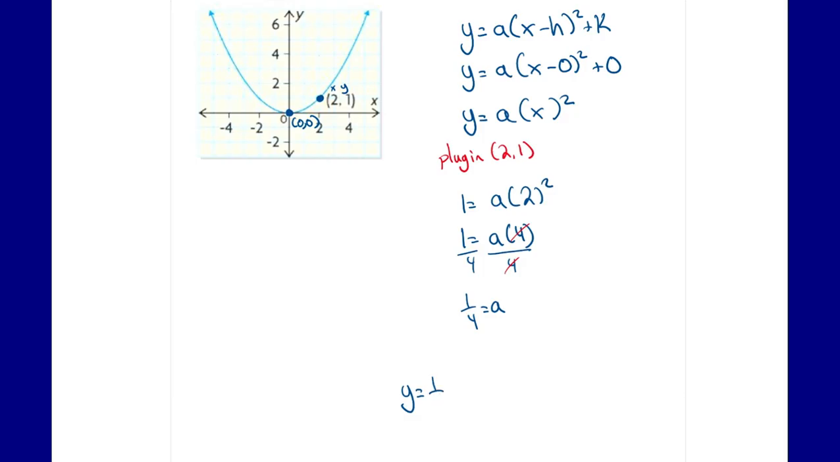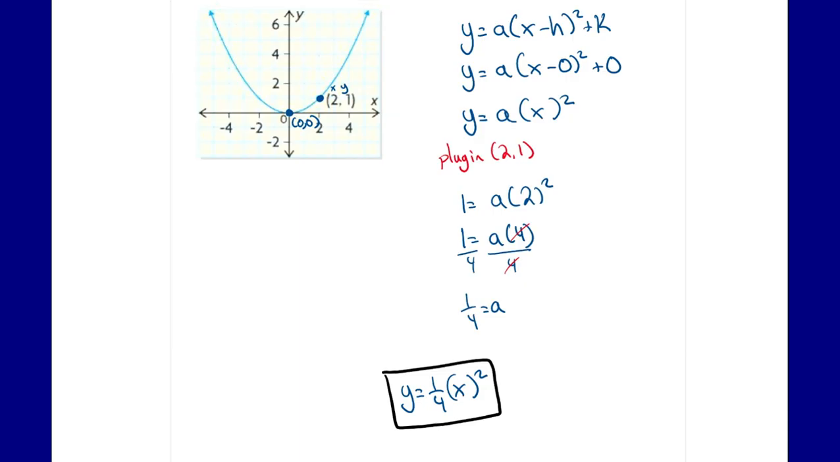So y equals 1 over 4 times x squared, or I can just say 1 over 4 x squared, or if I really wanted to, x squared divided by 4. Different ways you can write it. I'm just going to leave it as 1 over 4 times x squared, just so it keeps some similarities of that vertex form for reference. But that is my equation for this parabola.